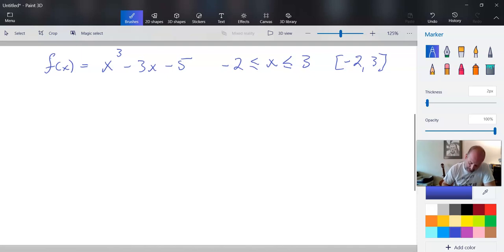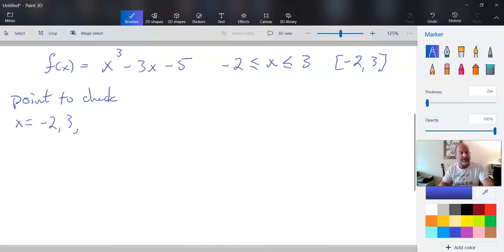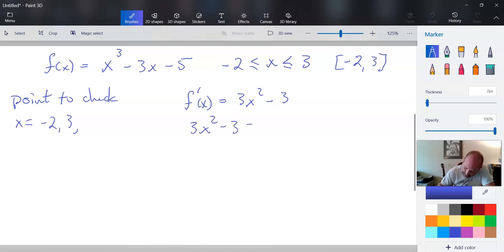So we know, first of all, we have points to check. And we'll just get a list going. So x equals, let's see here, we got -2 and 3. Those are our endpoints. That's always on our list. We always check the endpoints. Now, we need to find f prime and set it equal to 0. So the derivative of this polynomial would be 3x squared minus 3, right? So now we have 3x squared minus 3 equals 0.